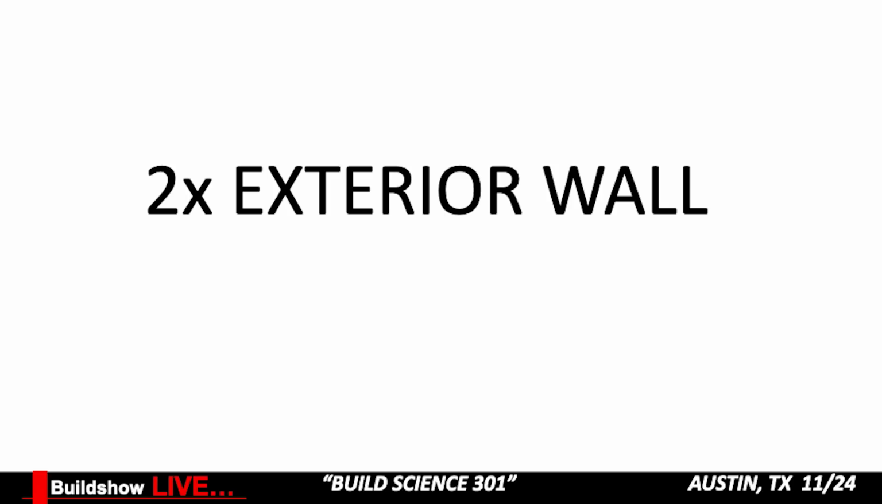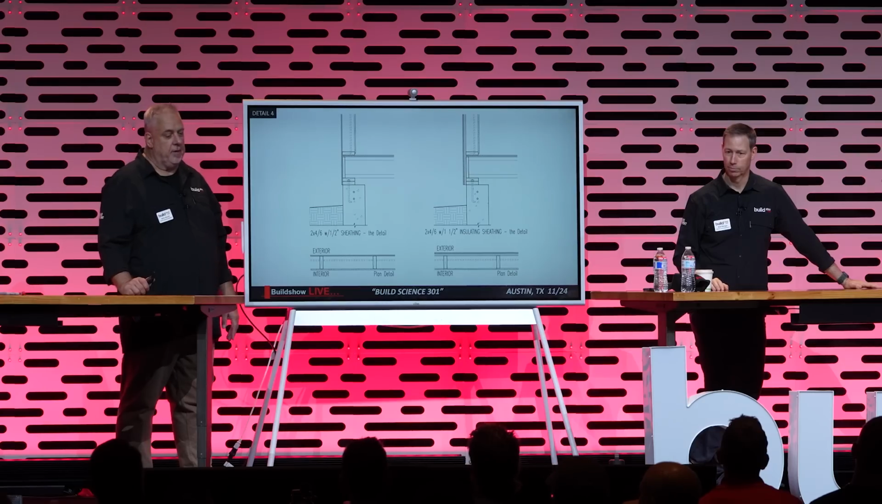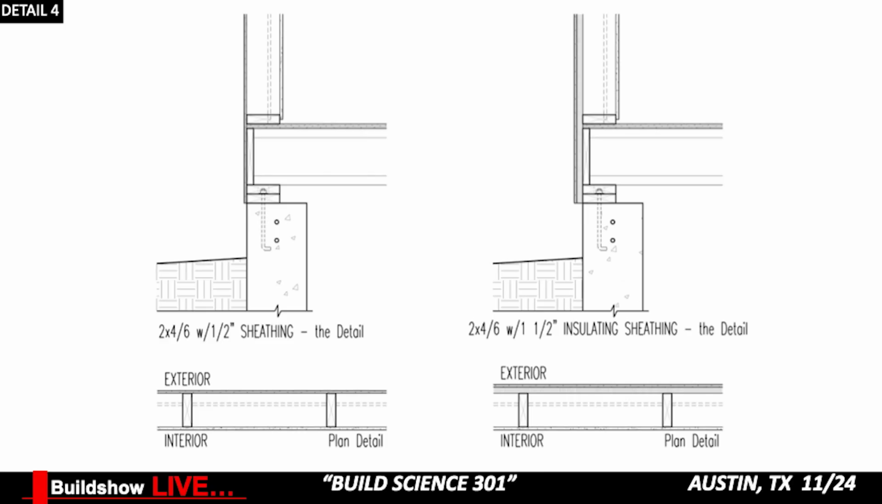That's pretty smart. Talk a little exterior wall. Yeah, we don't stop here. 2x4 or 6 half-inch sheathing, or 1.5 inch insulating sheathing.